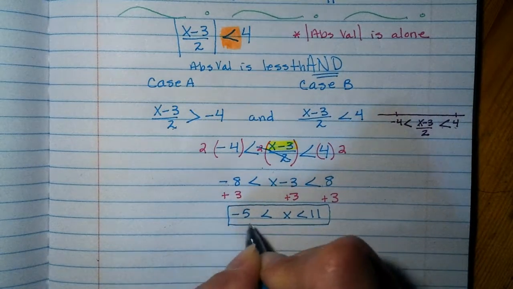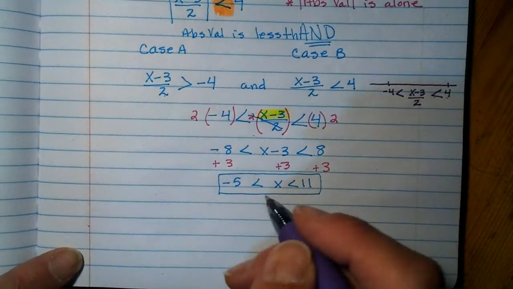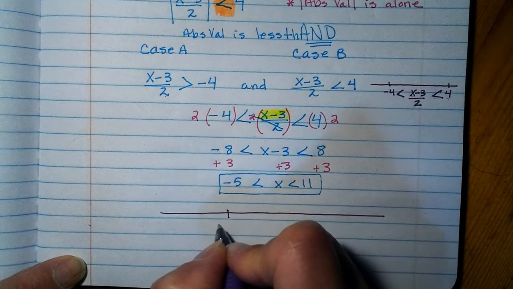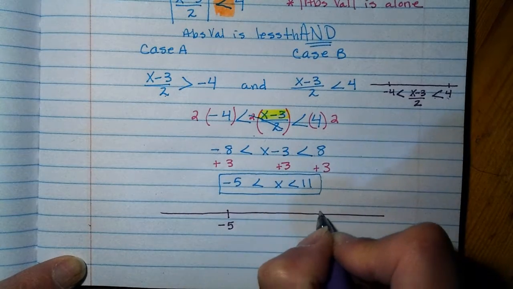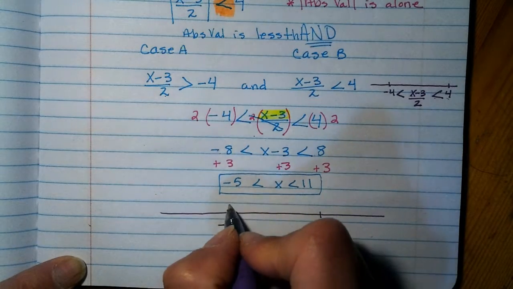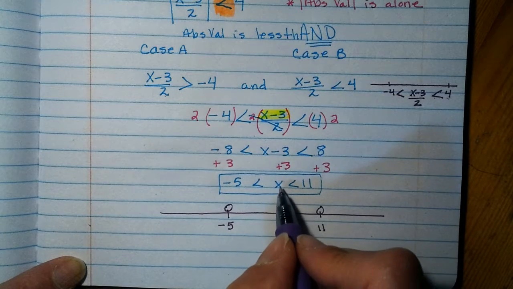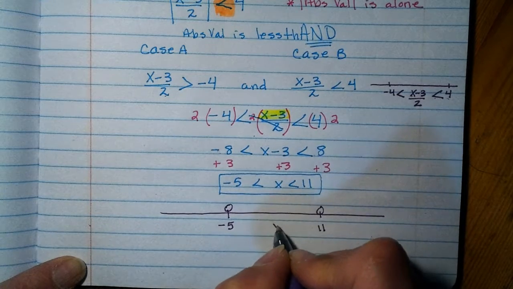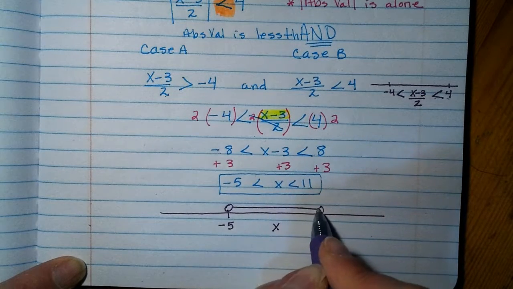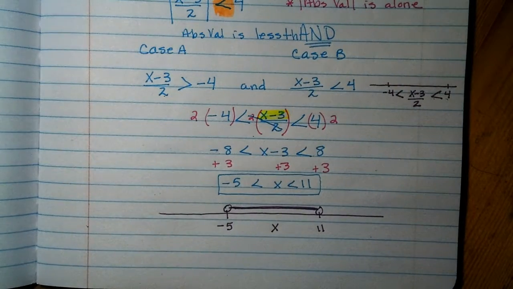So what's nice about writing my answer like this is when I go to put it on the number line, I'm going to put my negative 5 there. I'm going to put my 11 there. Because there's no equal bar with that inequality, I'm going to leave it an open hole. Where's my x? My x is in between. So my x is in between, which means my solution is in between.